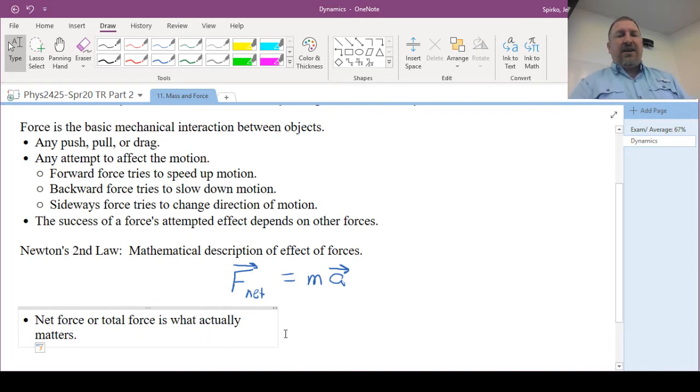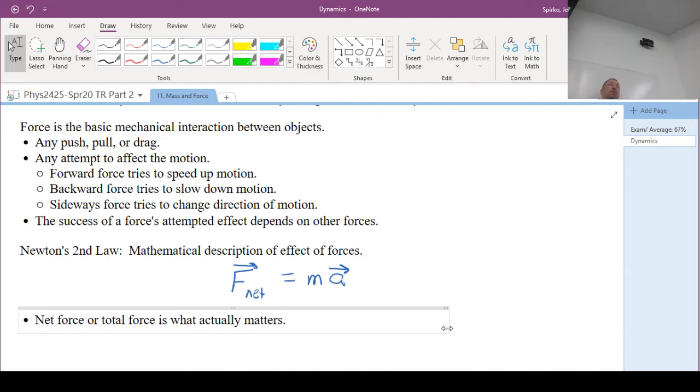Now, the first part of it is the idea that that force is a net force, and net force is an abbreviation for the idea of total force. So we have to be able to add forces in order to figure out how to apply Newton's second law. Sometimes we do this addition symbolically, and sometimes we do this addition numerically. But either way, we have to understand what it means to add forces.